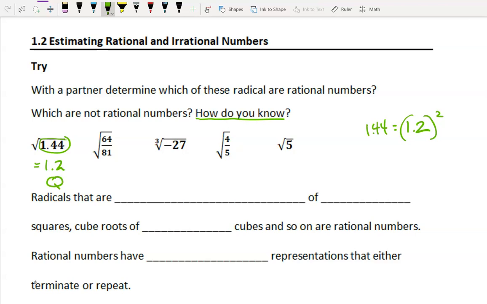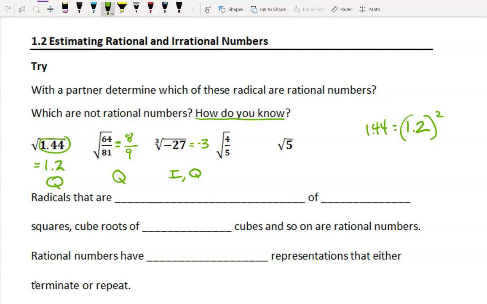This next one, the root of 64 over 81. I hope you recognize that both of those are perfect squares. The root of 64 is 8, and the root of 81 is 9. This is a fraction. That means it's rational. The next one, the cube root of -27. Well, this is -3, because -3 cubed, -3 times -3 times -3, is -27. That's an integer, which means it's also rational.